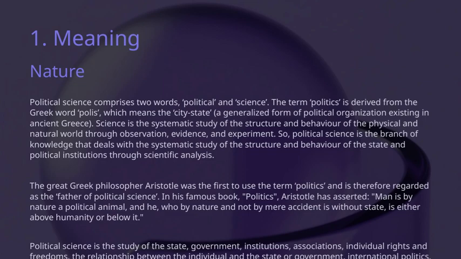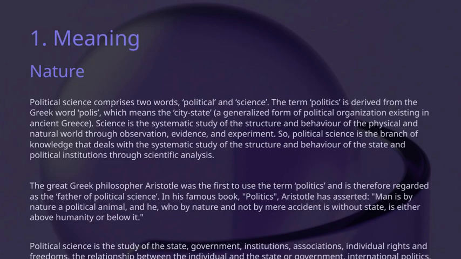Now, moving to the origins of the term politics, the great Greek philosopher Aristotle was the first to use it, which is why he's often called the father of political science. In his famous work, Politics, Aristotle emphasized that man is by nature a political animal. He believed that anyone who is without a state, by nature and not just by accident, is either above humanity or below it, highlighting how central the state is to human life.